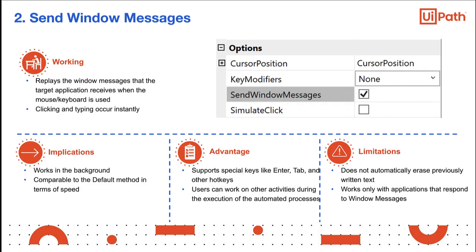The Send Window Message input method can be activated from the Properties tab by checking the Send Window Message box. This method also captures human actions performed with the help of a mouse or a keyboard. The advantage of this method is that it works in the background. As a result, the mouse doesn't move on the screen, and typing isn't done by keyboard simulation. Instead, the clicks and the typing appear instantly. As the window message supports hotkeys and shortcuts, this method can be used to send special characters in applications.